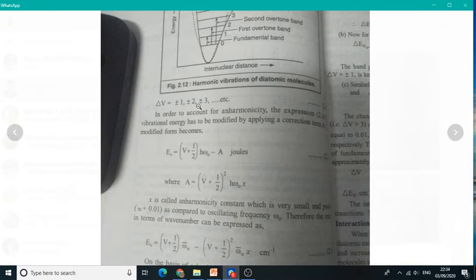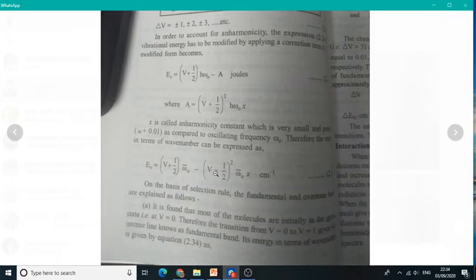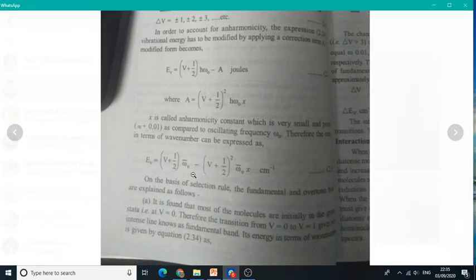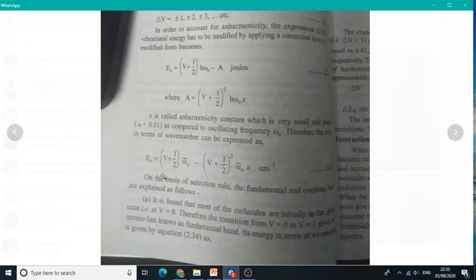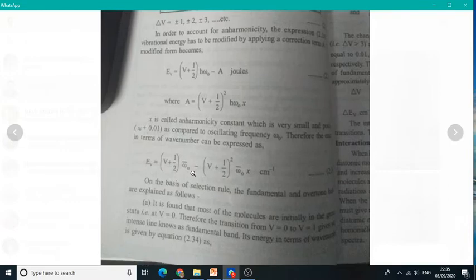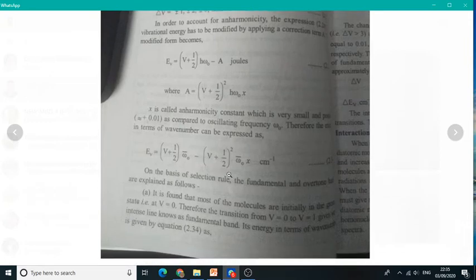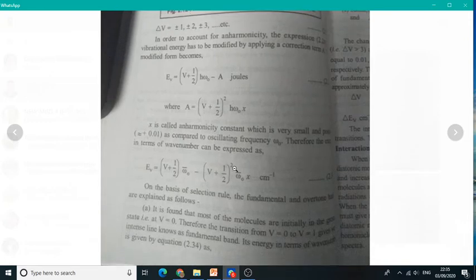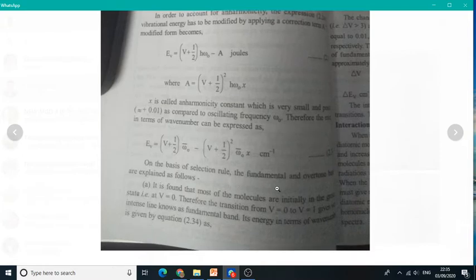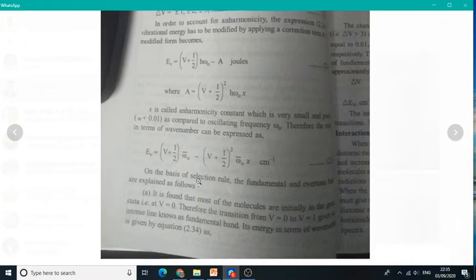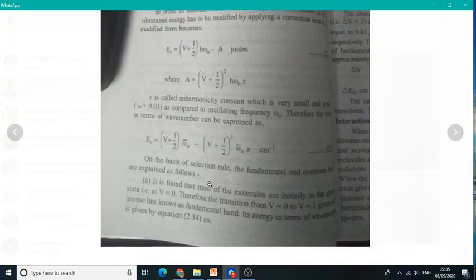Therefore, we can express the vibrational energy for unharmonic oscillator as E phi is equal to phi plus 1 half into omega oscillation bar minus phi plus 1 half square into omega oscillation bar into x. On the basis of selection rule, the fundamental and overtone transitions are explained as follows.